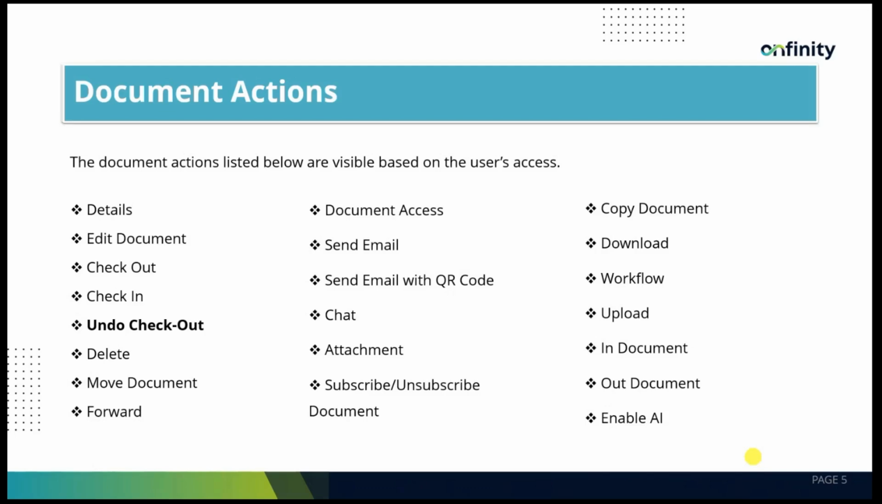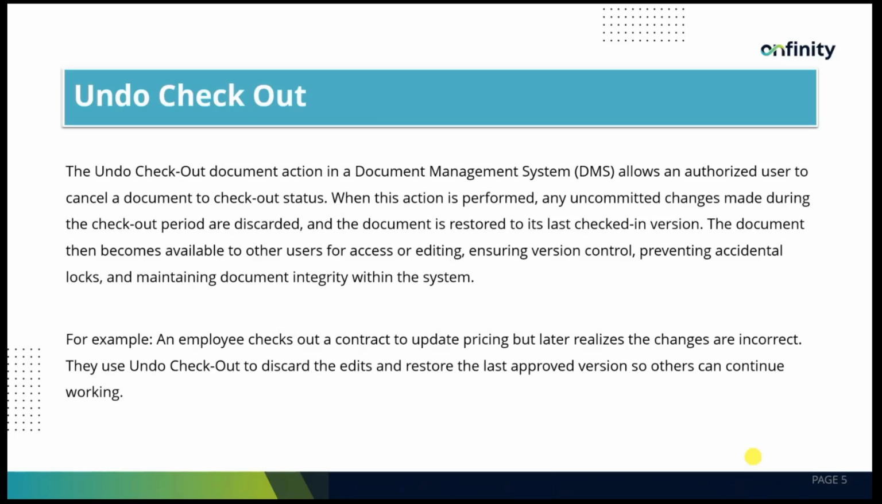In this training video, I will cover the highlighted action, Undo Checkout. The Undo Checkout document action in a document management system, DMS, allows an authorized user to cancel a document's checkout status. When this action is performed, any uncommitted changes made during the checkout period are discarded, and the document is restored to its last checked-in version. The document then becomes available to other users for access or editing, ensuring version control, preventing accidental locks, and maintaining document integrity within the system.